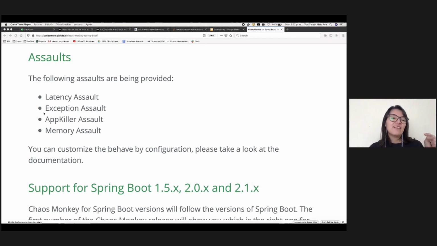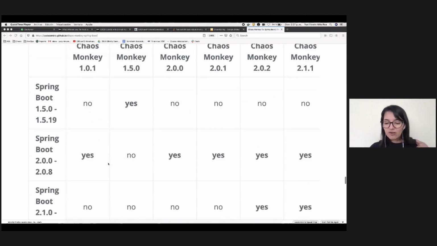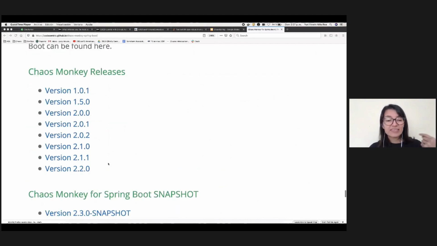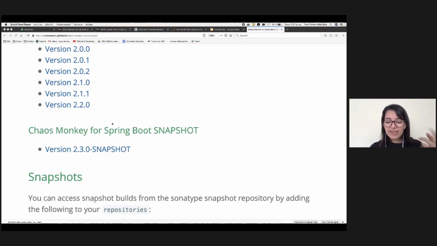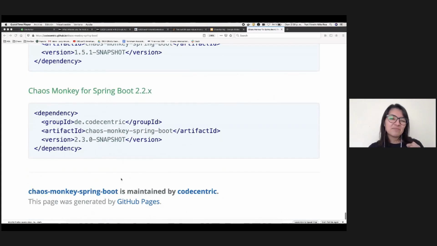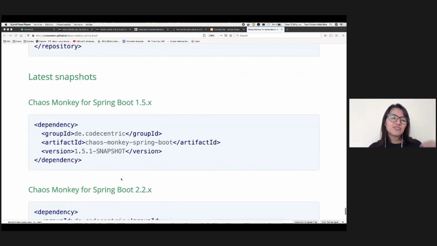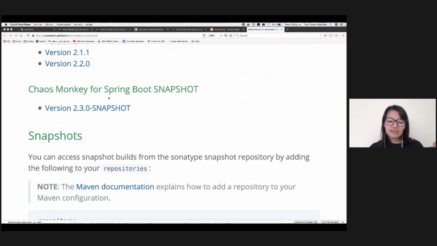So we can launch a latency assault, exception assault, app killer assault, and memory assault. For this experiment, we are going to activate a latency attack using the proper configuration. The creators have gone through 9 versions, evolving awesome attacks and integrating the progress of the discipline. There are instructions in order to integrate this library with Maven.